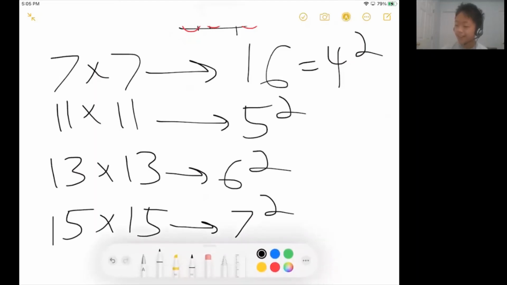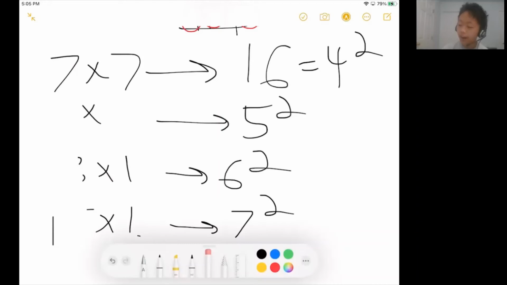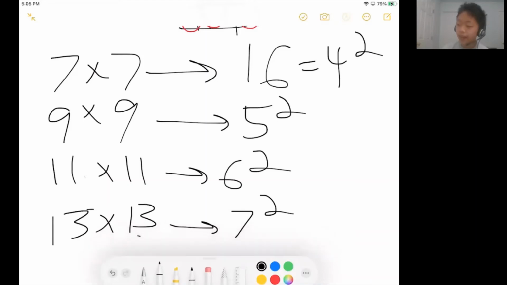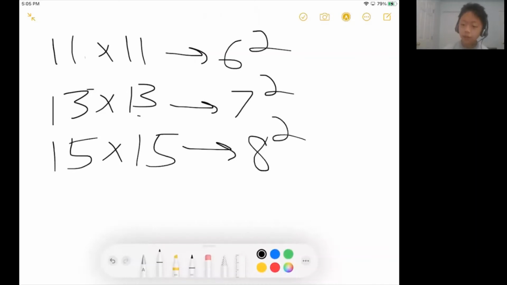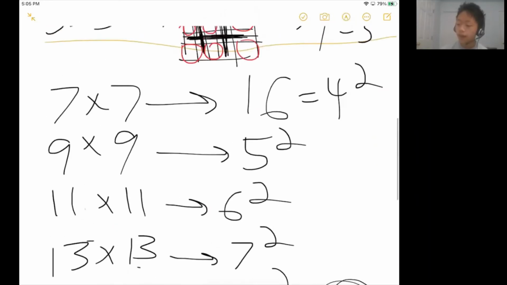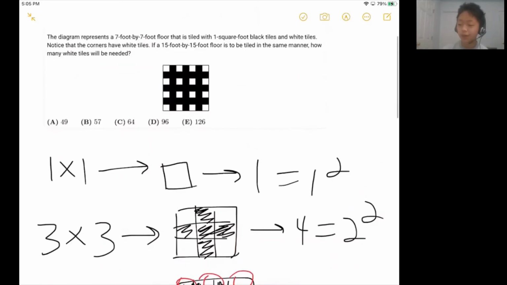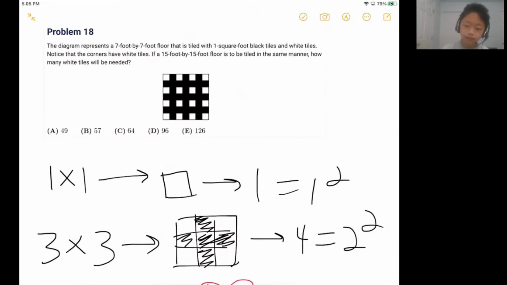Oh, actually that's not true, because I skipped 9 here. Actually, after 7 by 7 you have 9 by 9. A 9 by 9 floor would have 5 squared white tiles. Then after 9 you have 11 by 11, which would have 6 squared white tiles. 13 by 13 would have 7 squared white tiles, and finally a 15 by 15 floor would have 8 squared white tiles if you just continue the pattern. So the final answer would just be 8 squared, and you would get an answer of 64. Then you look back at your answer choices, and that would be choice C. And yeah, that'd be the answer.